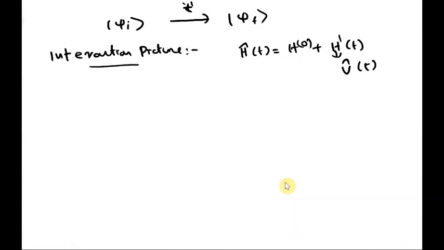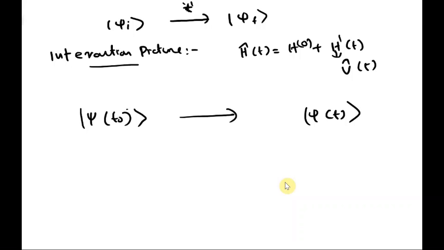Okay, so let us call the initial wave function here. Just to briefly mention what happens here, let me take my initial wave function. The wave function at a time t naught is my initial wave function, say psi of t naught, and after some time this will change into psi of t.